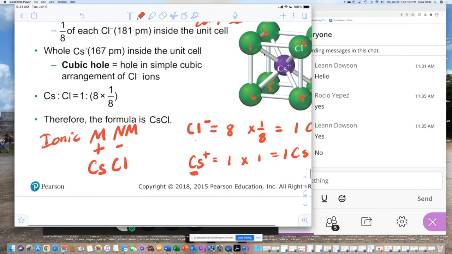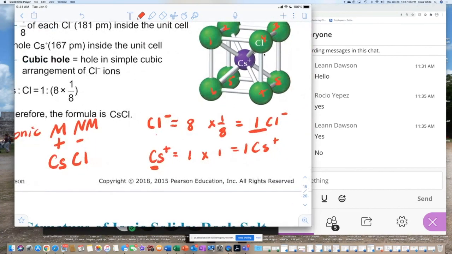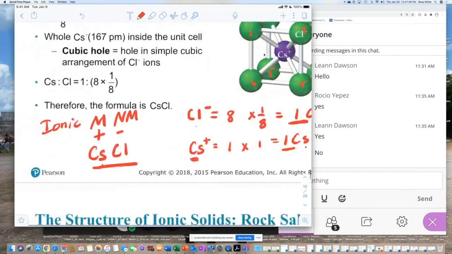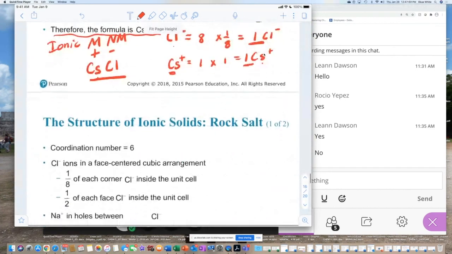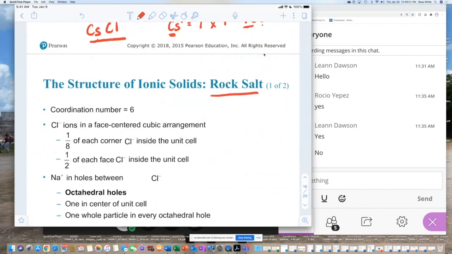Okay, so I'm not going to do crisscross charge because that's not the method. The method we're using here is how many chloride ions versus how many cesium ions. We have one of each, so I write 1, and that's the empirical formula right there. So 1 and 1, 1 of each, right? Now we're working on rock salt or table salt, sodium chloride.